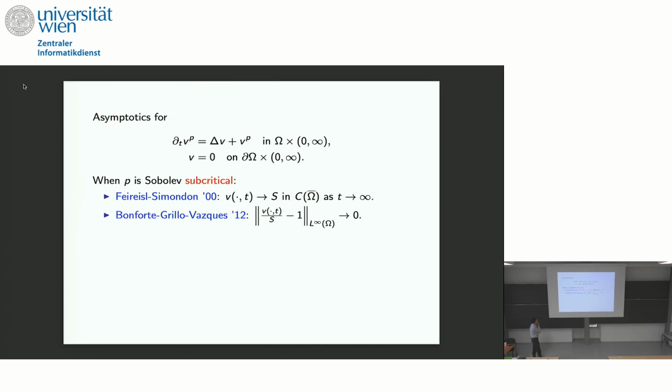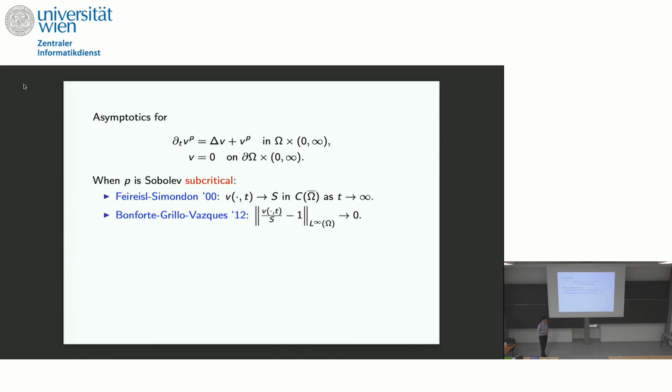Then Bonforte, Grillo, and Vazquez showed the so-called relative error convergence in 2012. Without knowing higher order regularity, this is a non-trivial improvement because we are dividing by something close to 0 on the boundary. The first is error convergence, and the second one is relative error convergence. At that time, they only knew the Lipschitz continuity, so this is a non-trivial improvement.